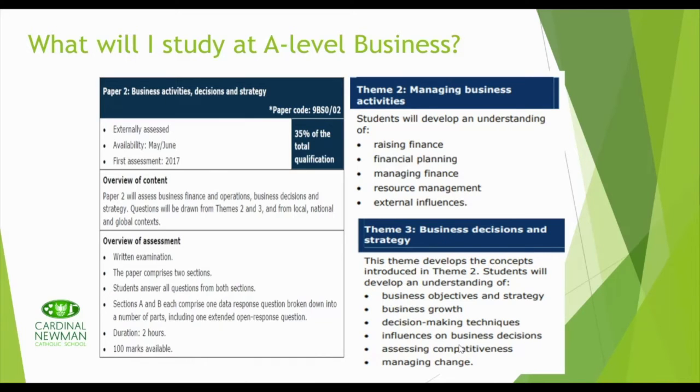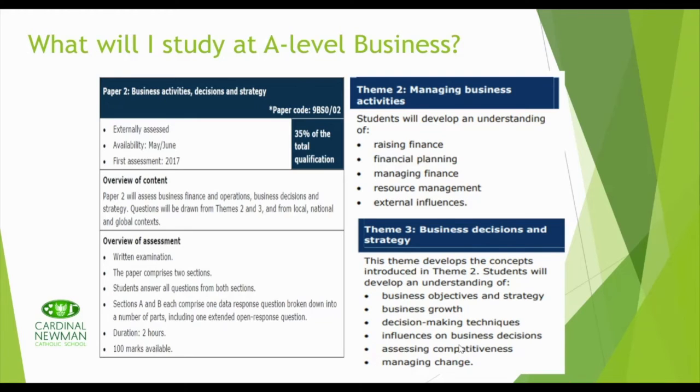Within Theme 3, we build upon the concepts delivered in Theme 2. And within this area, we really take a strategic outlook on the business. So we look at business objectives and strategy and what that means and the different types of strategies that businesses can follow. We look at business growth, so how businesses can go from a small business to a large business and the different methods involved in that. Decision-making techniques, so looking at financial and quantitative decision-making methods to allow businesses to really have a full understanding of planning and different options that they may have.